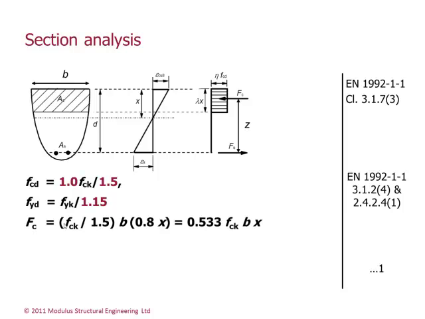We can now work out the force in the concrete, Fc, and that's going to equal fck over 1.5 times the breadth of our section, b, times lambda, which is 0.8, times x. And that can be simplified to 0.533 fck b x.